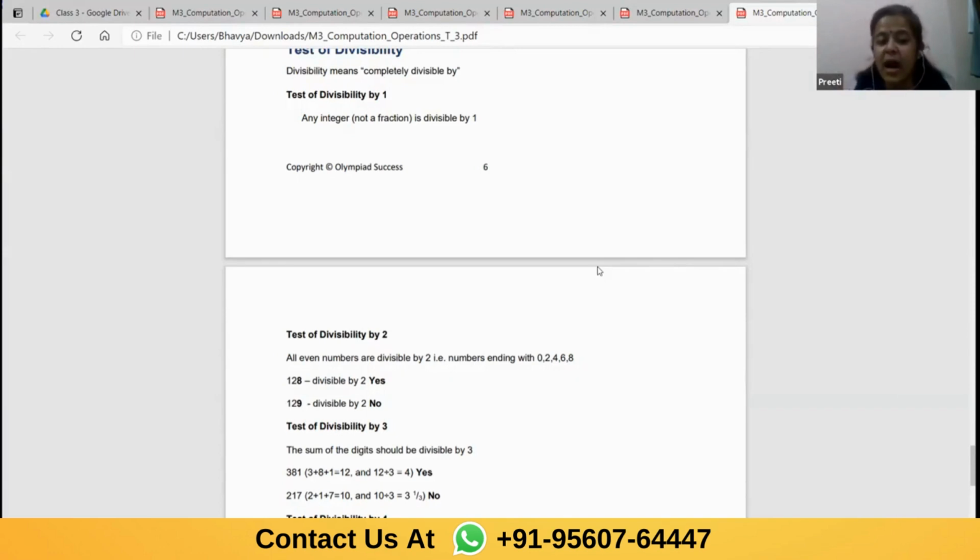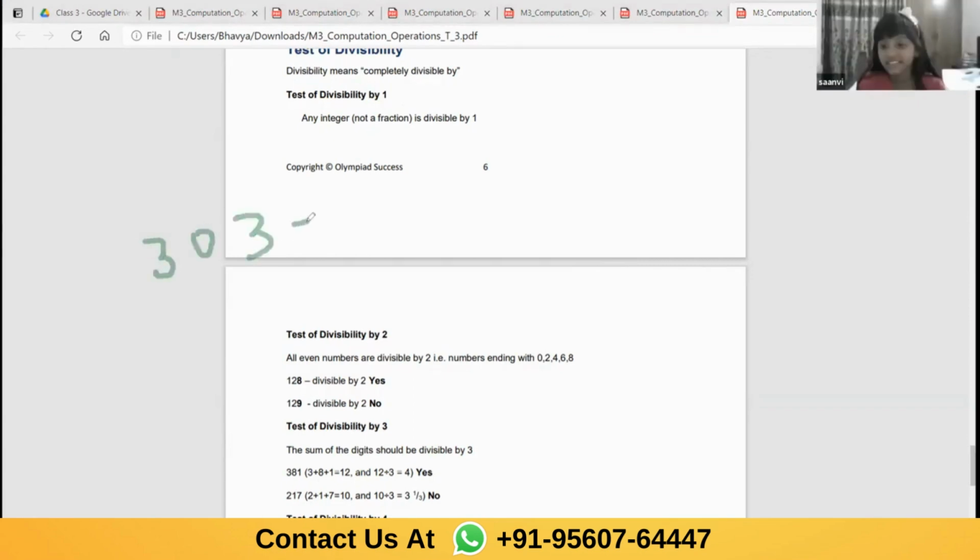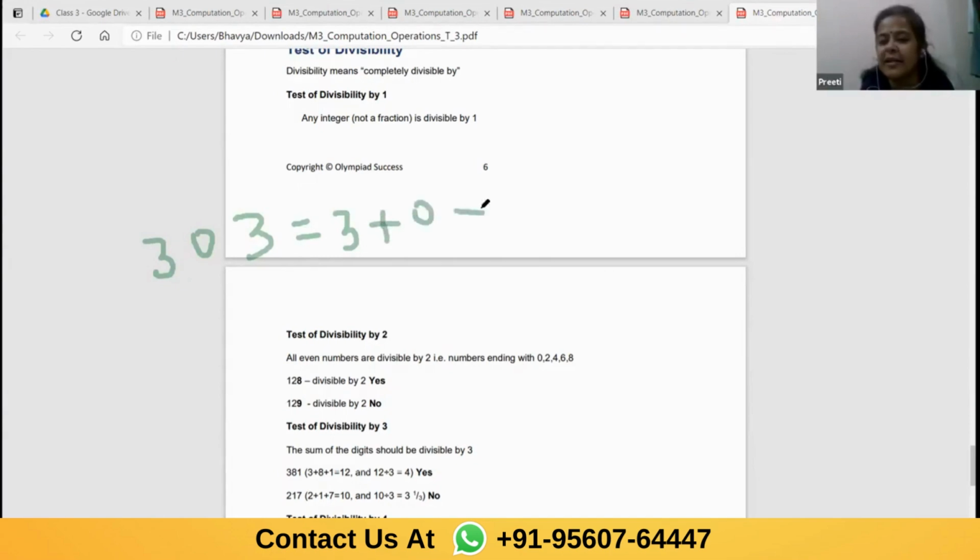Okay. Now, how to check whether a number is divisible by 3 or not? Whatever number is given to you, add all the digits. For example, I say 303. Now I have to check whether this is divisible by 3 or not. Do 3 plus 0 plus 3. The answer this time is 6, and 6 is divisible by 3.